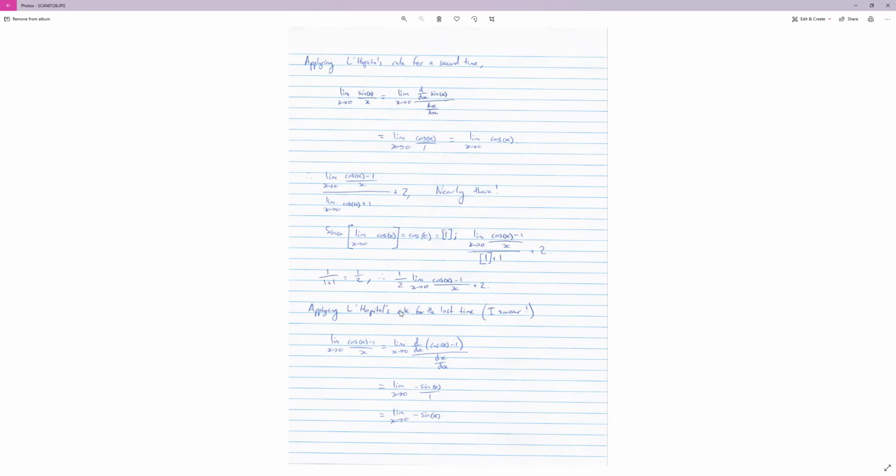And now we only need to use L'Hopital's rule one more time, for the third time. So we plug that in. So we have the limit of d on dx outside of cos x minus 1, all on d on dx of x. That'll eventually give us our value of half outside of the limit of negative sine x plus 2 as x approaches 0. That gives us our final value of 2.